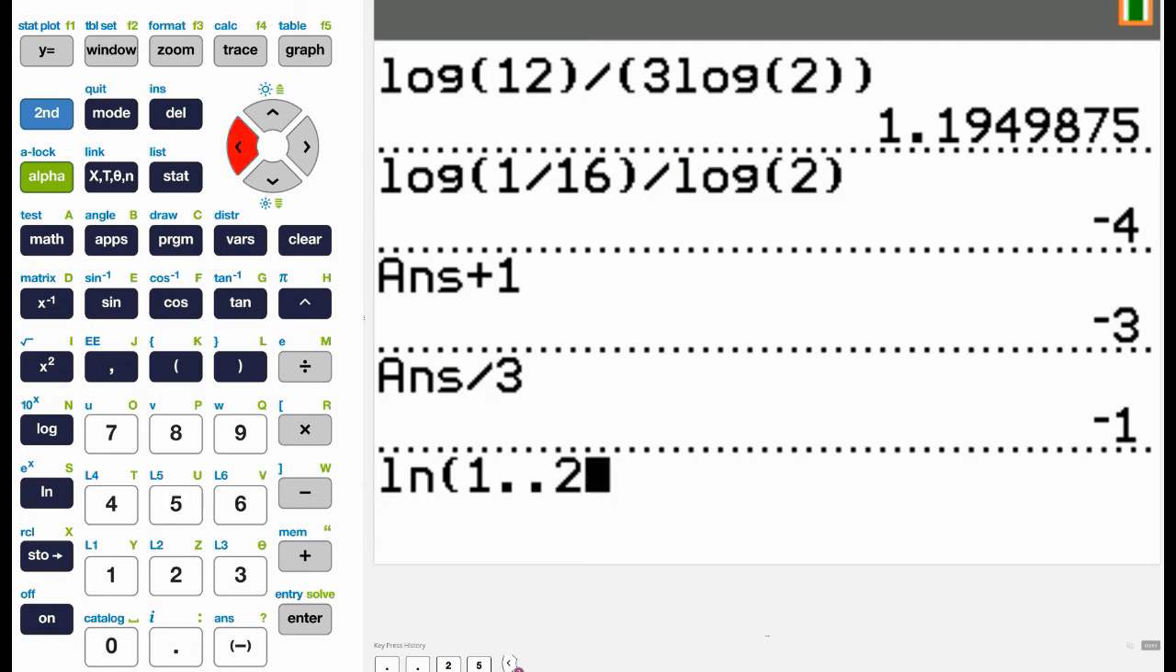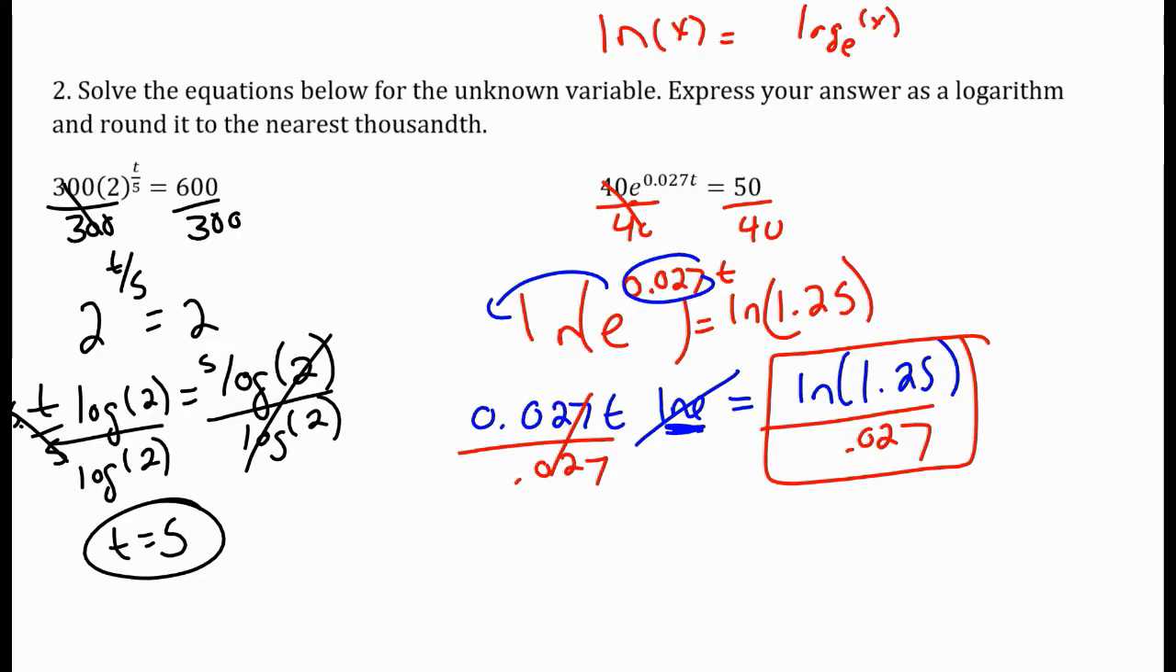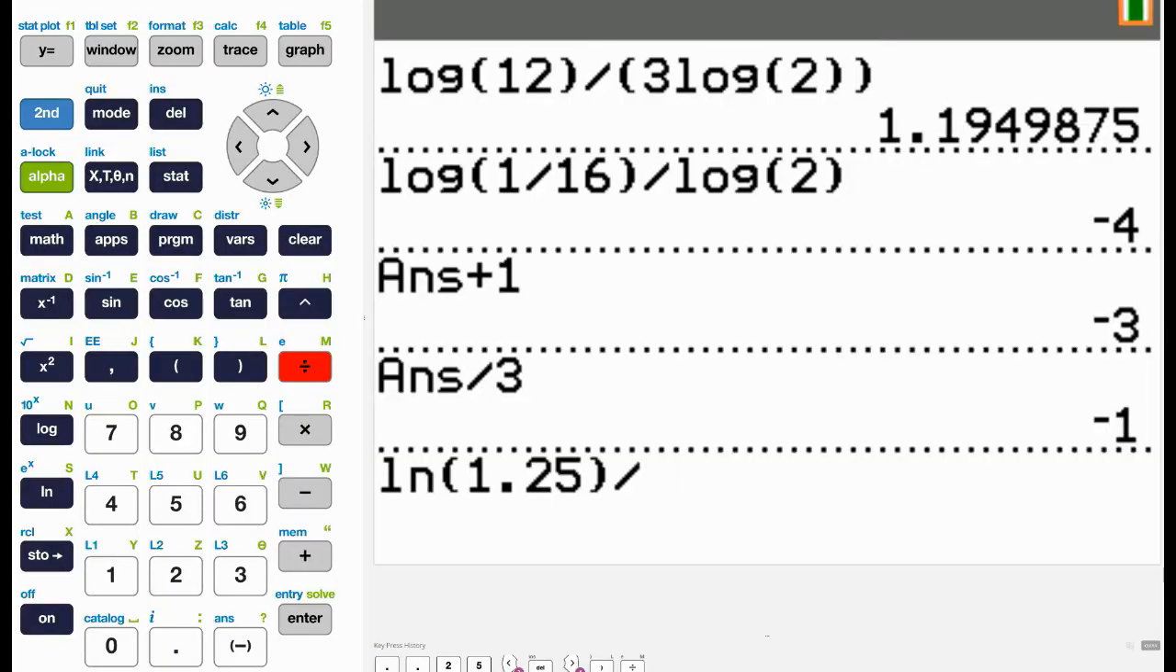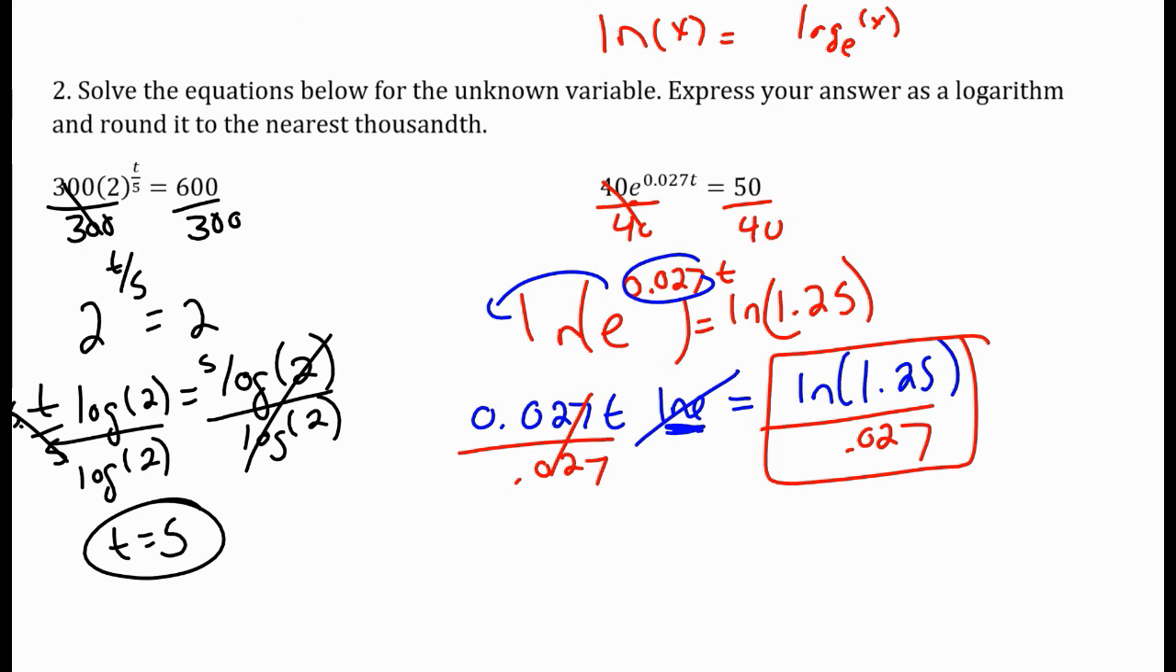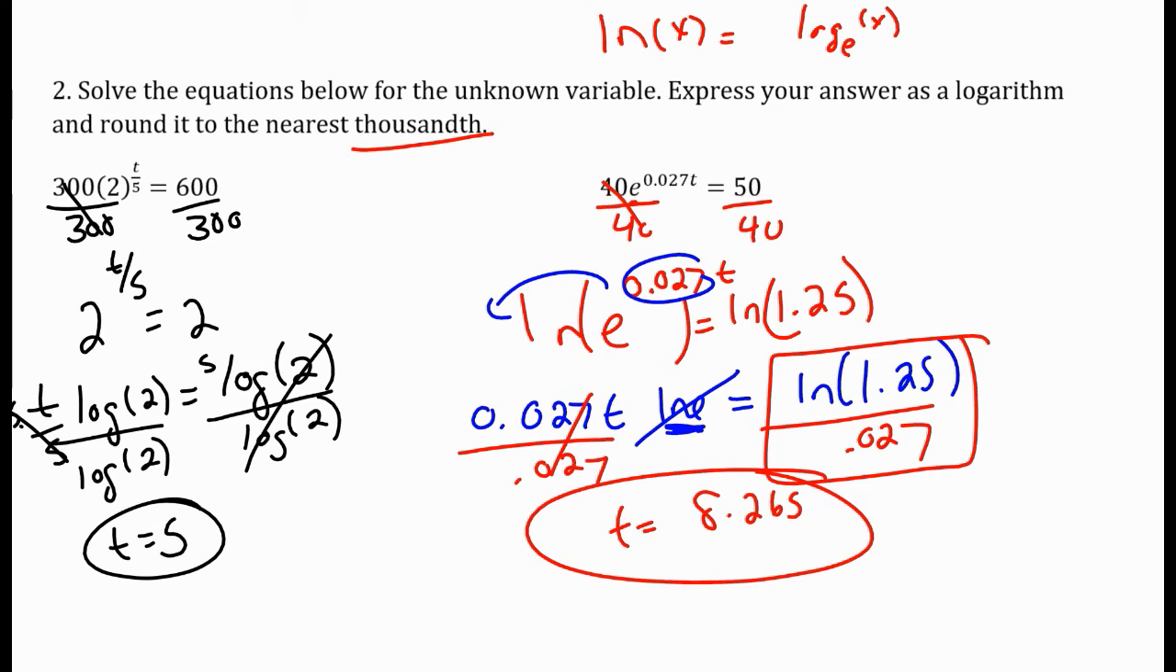Natural log of 1.25 divided by 0.027. 8.26, round that up, 8.265. Nearest thousandth means 3 places.